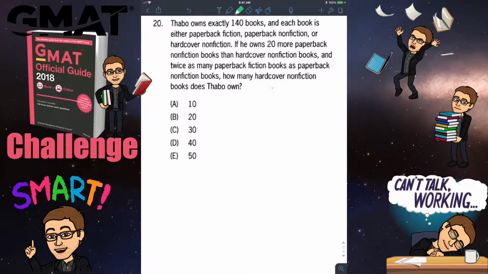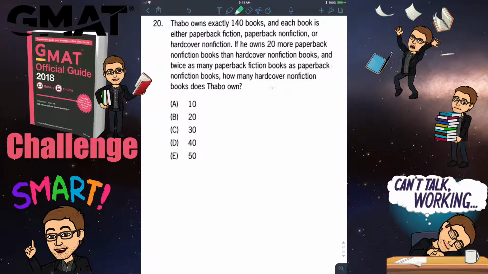GMAT challenge number 20. Fable owns exactly 140 books, and each book is either paperback fiction, paperback nonfiction, or hardcover nonfiction. If he owns 20 more paperback nonfiction books than hardcover nonfiction books, and twice as many paperback fiction books as paperback nonfiction books, how many hardcover nonfiction books does Fable own?